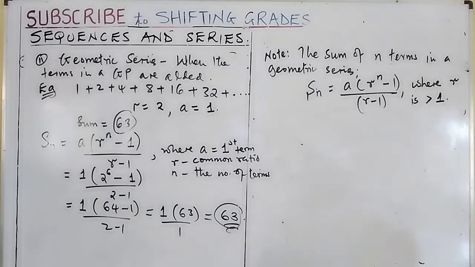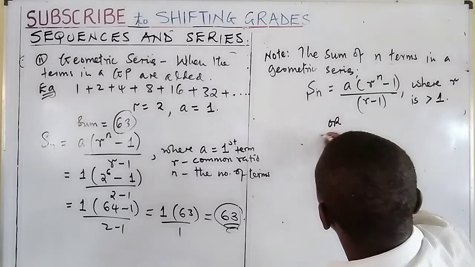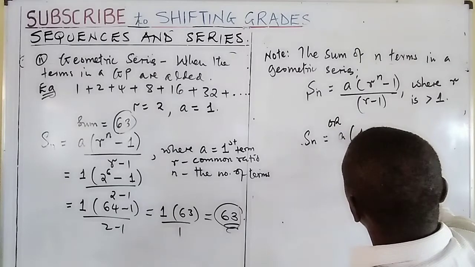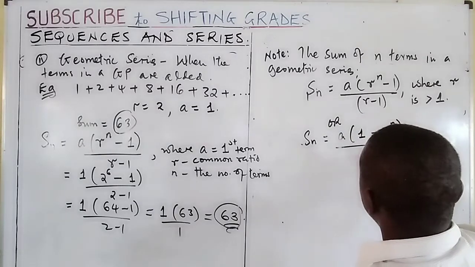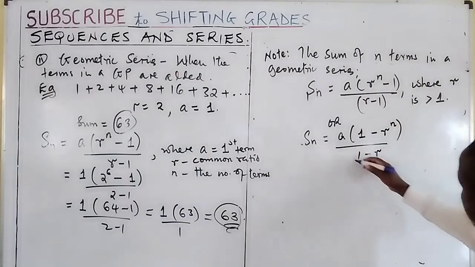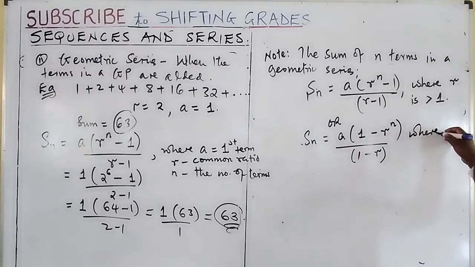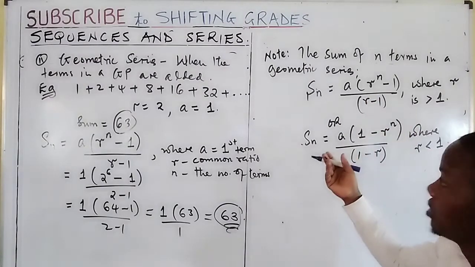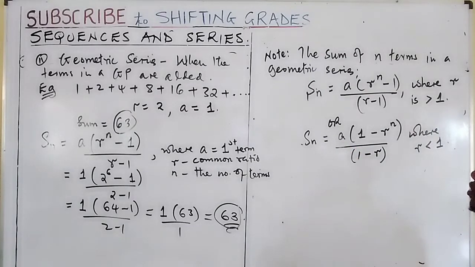When the common ratio is less than 1, the sum of n terms is equal to a(1 - r^n)/(1 - r). Therefore, r can be negative or a fraction, which means this is a decreasing GP, whereby from one term to the next you are multiplying by a ratio less than 1.